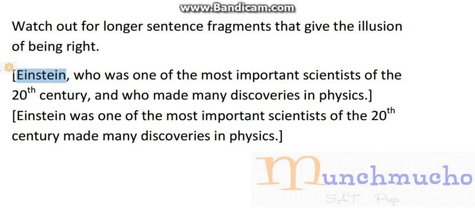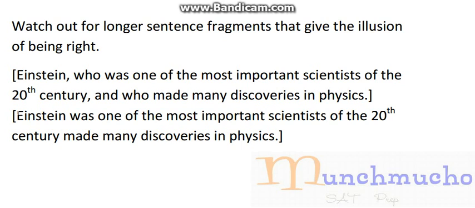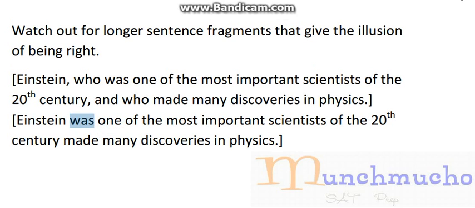So how do we correct it? We say this. Einstein, who was one of the most important scientists of the 20th century, made many discoveries in physics. Einstein made, and the rest of it still makes sense. So remember, just because a collection of words may be large, and there may be a lot of parts in there, it doesn't mean that it's a sentence. Always look for a subject and a verb. If the subject and the verb are there, you have a sentence. And if you're missing a subject and a verb, then you have a sentence fragment.